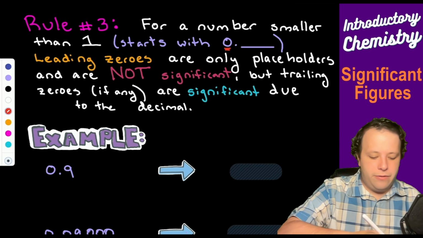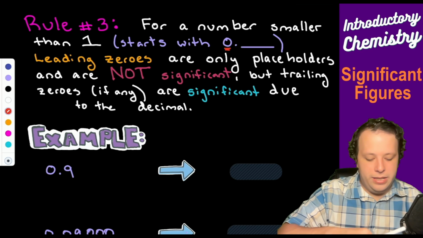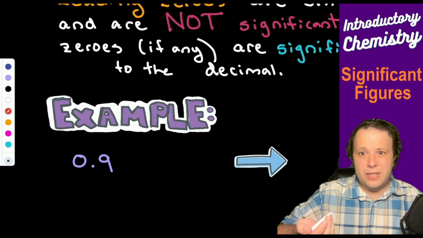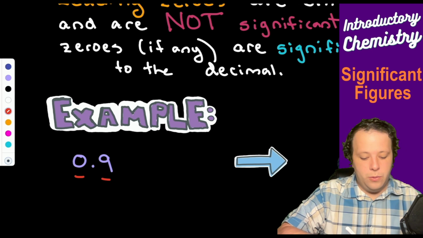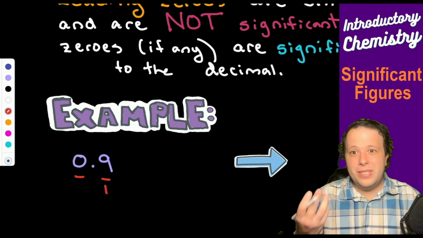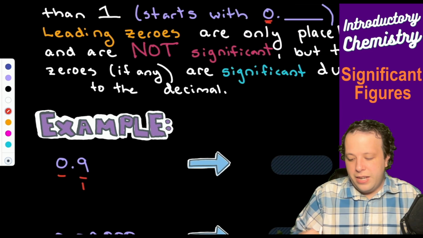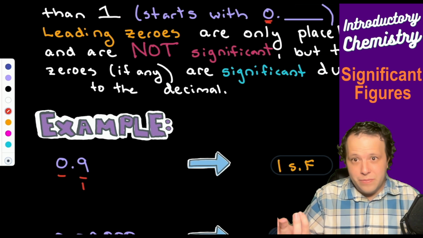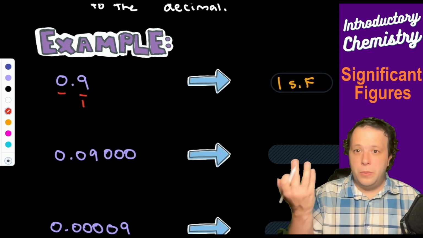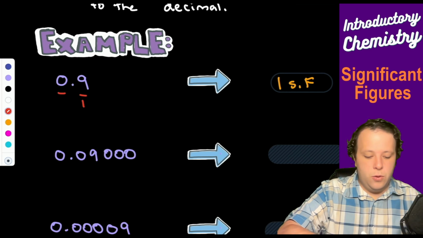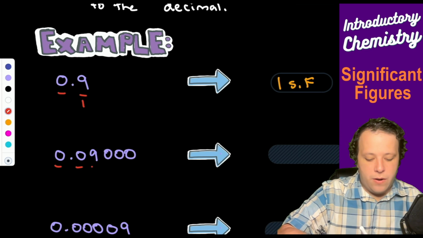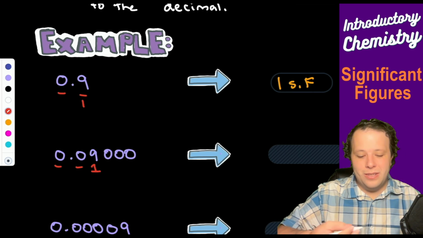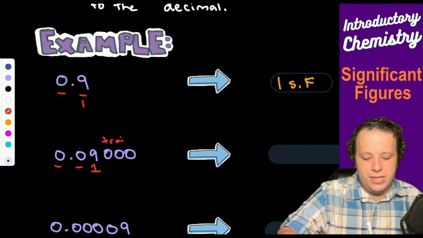So looking at the following one, we can see we have 0.9. Well, how many sig figs do I have? We have 2 places here, but only one of them is significant. Only the 9 is a significant value. The 0 is just telling you it's small. So all we have here is 1 significant figure. Now going to the next one, it's the same idea, we have 2 placeholders up front. It's just telling you it's a small number. So we start counting at the first non-zero value. And being that we have all these trailing zeros, these are all significant.